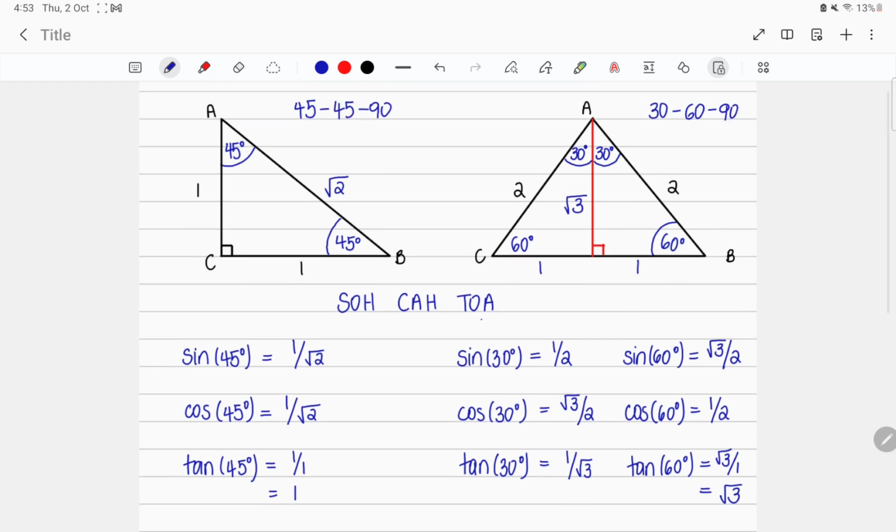So I hope this video was helpful and you can use it to derive the special angles without having to memorize them.